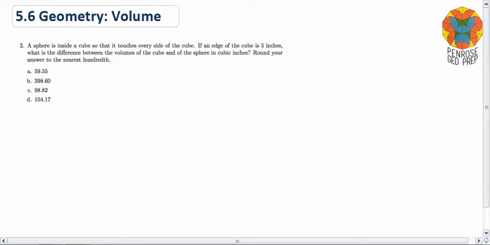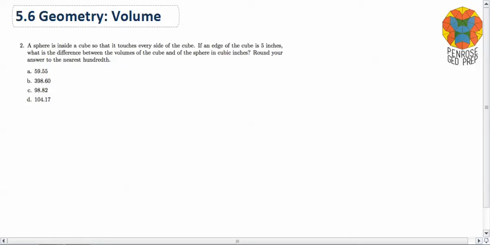So it says, a sphere is inside a cube so that it touches every side of the cube. If an edge of the cube is 5 inches, what is the difference between the volumes of the cube and of the sphere in cubic inches? Round your answer to the nearest hundredth.